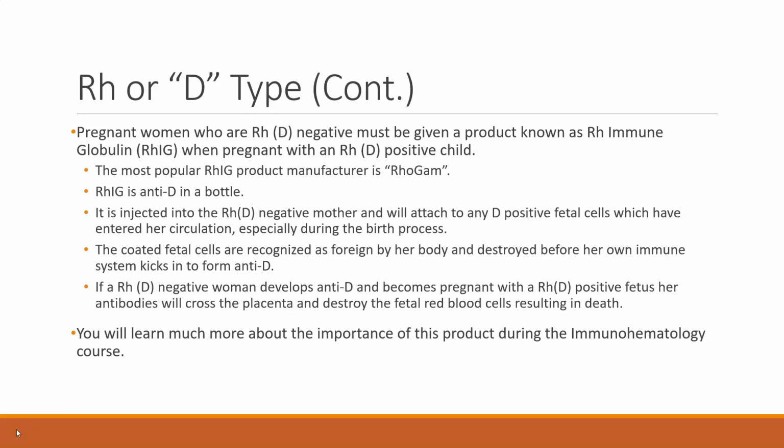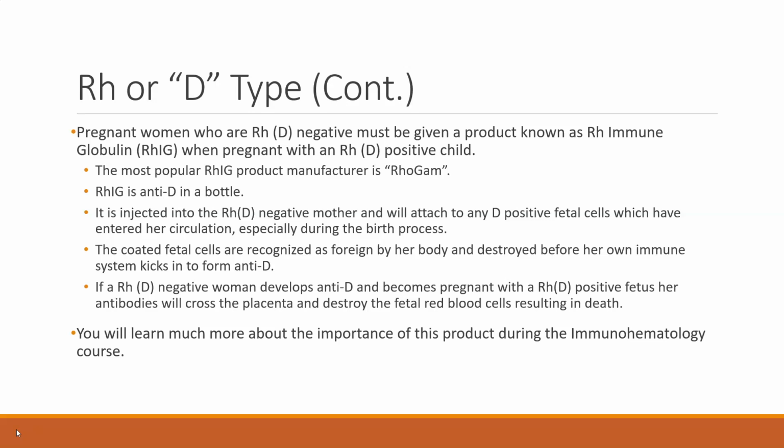Pregnant women who are Rhd negative must be given a product known as Rh immune globulin. A lot of times they'll know it by the manufacturer, RhoGAM, when pregnant with an Rhd positive child. RHIG is anti-D in a bottle, and it is injected into the Rhd negative mother and will attach to any D positive fetal cells which have entered her circulation, especially during the birth process. That's when the biggest fetal maternal bleed occurs, with fetal cells entering the maternal circulation.